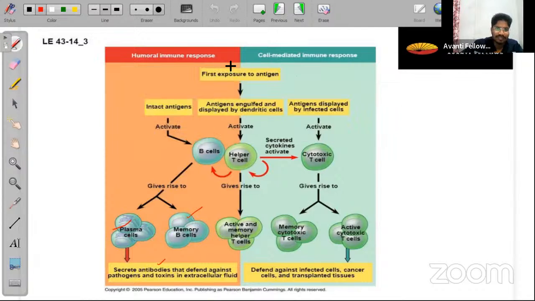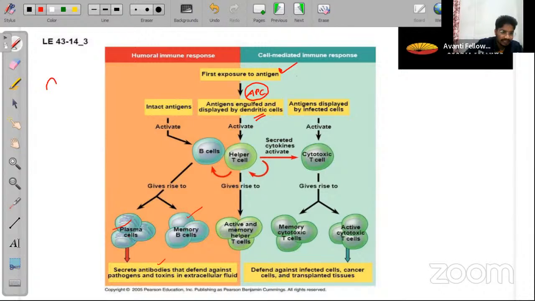Let us look into this particular thing right now. After the first exposure to the antigen, and after the reaction happened, the antigen presenting cells, which are also called your dendritic cells, APC, took the material. This particular dendritic cell will divide or convert the antigen into many fragments.